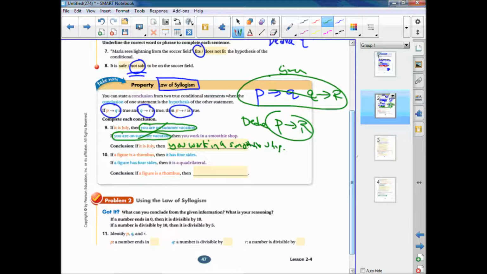All right. So if a figure is a rhombus, then it has four sides. And if a figure has four sides, it is a quadrilateral. So notice the conclusion from the first true statement is exactly the same as the hypothesis of the second statement. So I can skip over it and go from the hypothesis of the first one, a figure is a rhombus, to the conclusion of the second one, it is a quadrilateral.